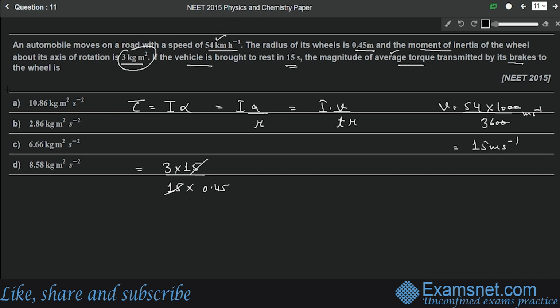Now let's solve it. 15 will be cancelled. Here we get 300 by 45. This decimal will be removed. So 300 by 45, on solving this, you'll get 100 by 15. That means 6.66, and the unit will be kg meter square per second square. So option C will be the correct answer.